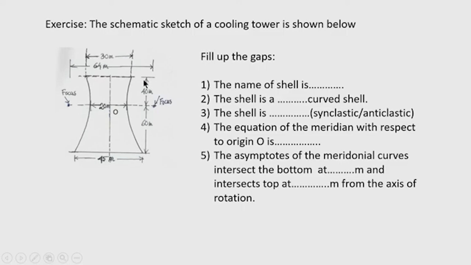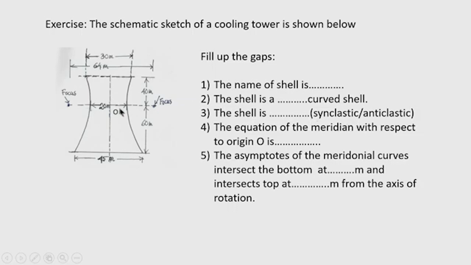So, let us see some salient features of this cooling tower. The first question: the name of the shell. This name is hyperboloid of revolution, and the shell is a curved shell. What is the type of curve? It may be singly curved or doubly curved, but this type of shell is a doubly curved shell. Question number 3: the shell is synclastic or anticlastic, but here, because of the curvature in two opposite directions, we call this shell an anticlastic shell.